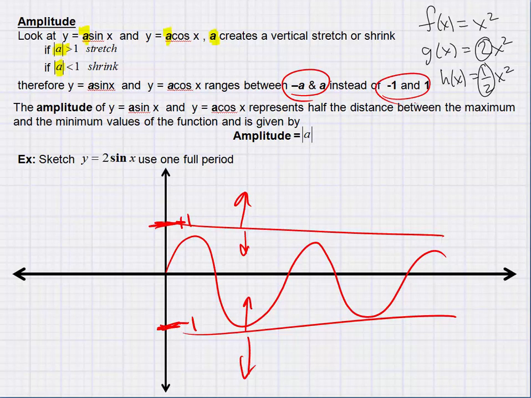So that's how we can start to alter the graph, stretching it or shrinking it vertically, and we do that by a multiplier in front of our function. We still have to know what the function looks like originally, though, to be able to then adjust that.